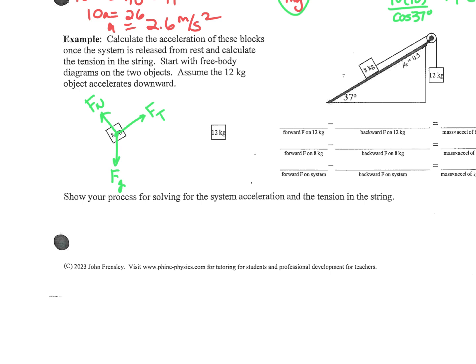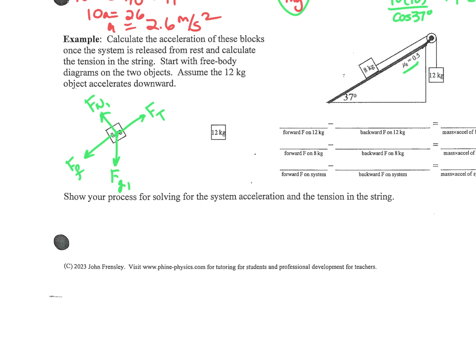And look, we've got a mu right here, so we know that we also have the force of friction acting this way. So there's my free body diagram for that one. And this is force normal 1, and this is force of gravity 1. Yes, I am using subscripts.